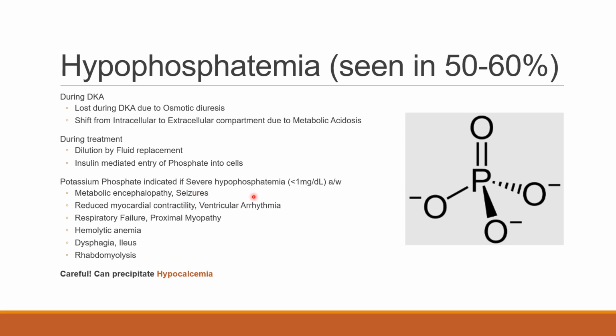If severe hypophosphatemia, that is less than 1 milligram per deciliter, happens, it will be associated with a lot of clinical conditions like metabolic encephalopathy and seizures, reduced myocardial contractility, ventricular arrhythmias, respiratory failure, proximal myopathy, hemolytic anemia, dysphagia, ileus, rhabdomyolysis, etc. So in these conditions, we have to treat the hypophosphatemia by administering potassium phosphate. But we have to keep in mind that any phosphate that we are administering can bind with calcium in the body and can precipitate hypocalcemia at any point of time.